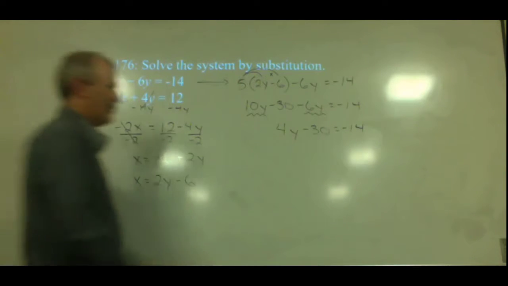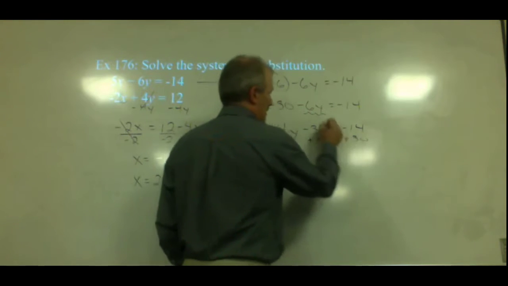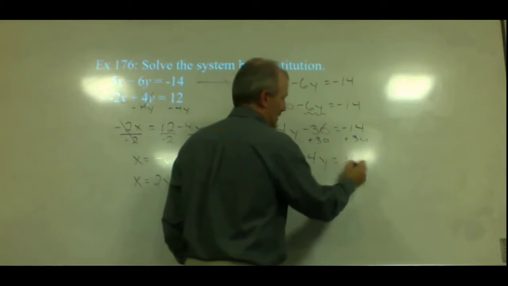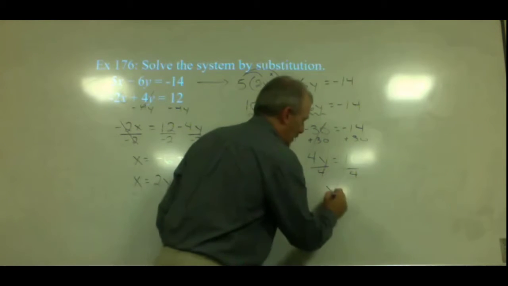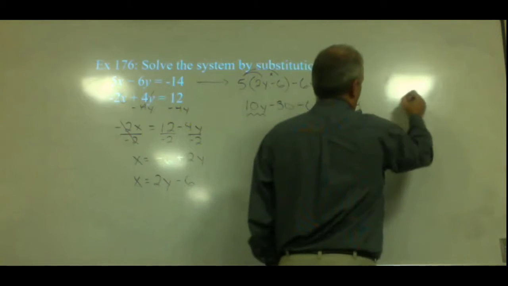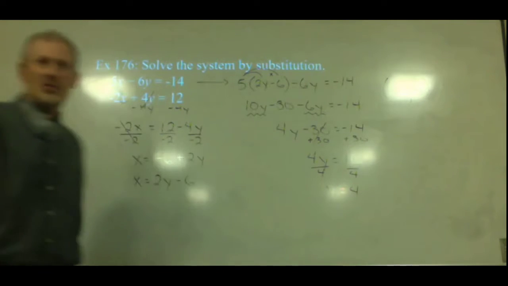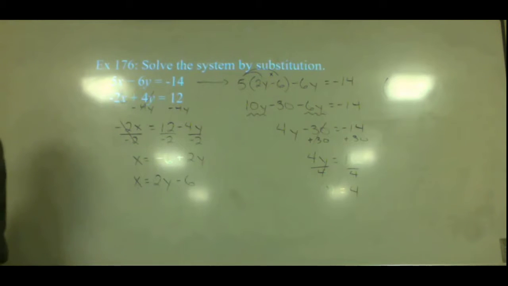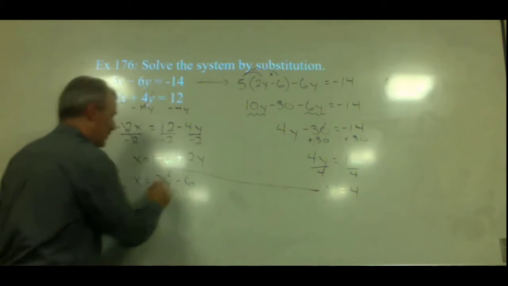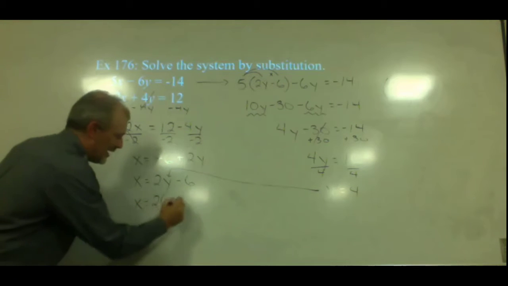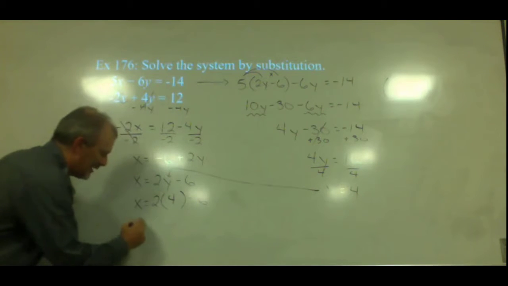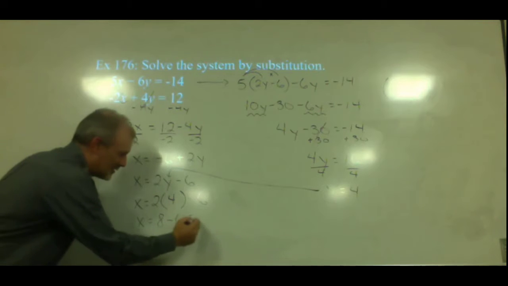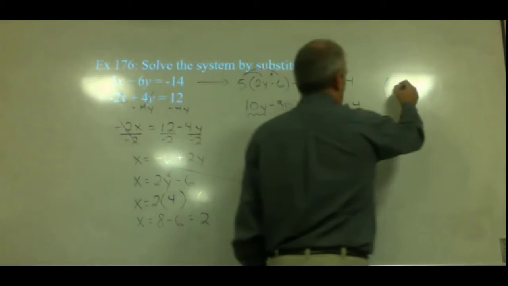Add 30. Correct. So that cancels, and we have 4y equals 16. Divide by 4, and we get y equals 4. So again, in your ordered pair, the 4 is the second number because that's the y value. What do we have to do to figure out x? Put it back in right over here. So x equals 2 times y minus 6, and we just figured out that y is equal to 4. So that means 8 minus 6, which is 2. So 2 goes in here.